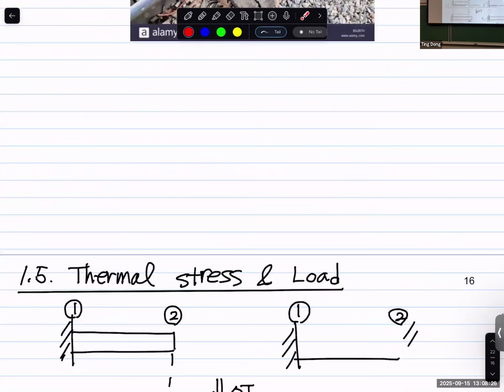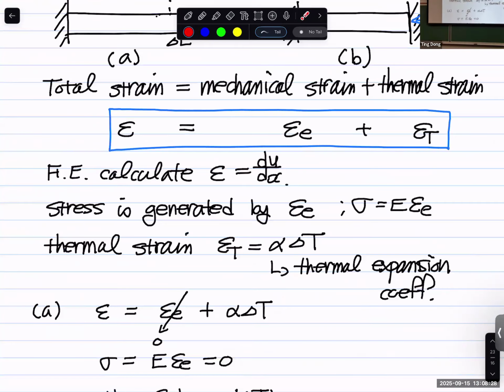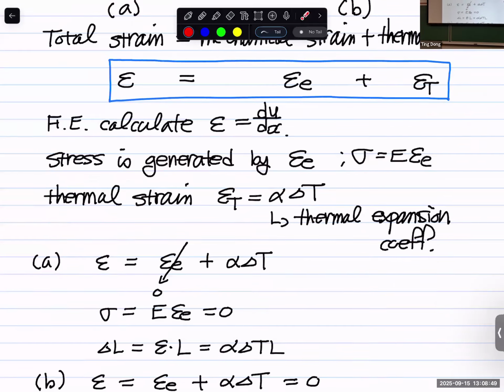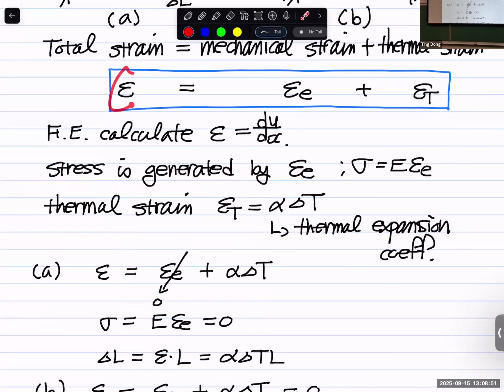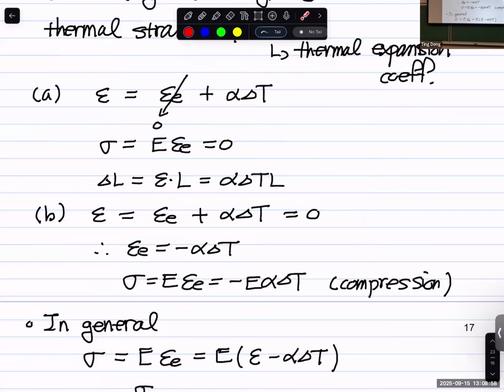So now the thermal part is basically, what if there's a temperature change? We know that if we apply a force, it will generate strain. And another thing is that if there's a temperature change, it will also generate strain. Of course, for most natural materials, if temperature increases, there's extension, and if the temperature decreases, there should be contraction. So now our total strain becomes the strain from whatever force you applied plus the strain from the temperature change, right?